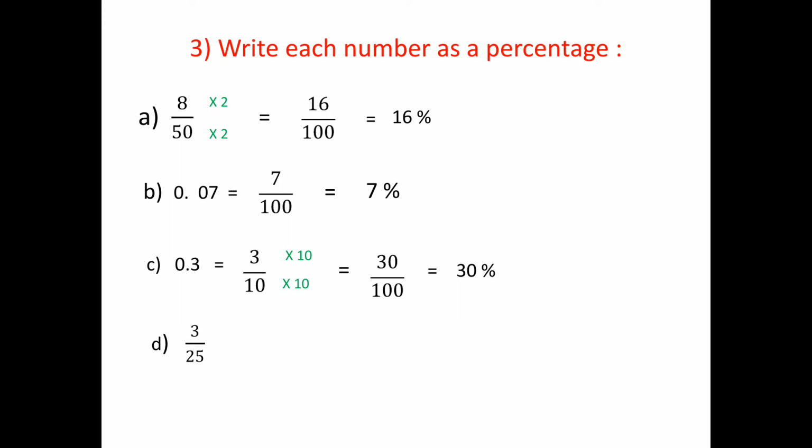3 over 25. Is this ready? No, because I have 25 in the denominator. How to solve this problem? How do I convert the 25 to 10, 100, or 1000? Just multiply by 4, up and down. It will give you 12 over 100. Now it's ready to be written as a percentage. It will be 12%.